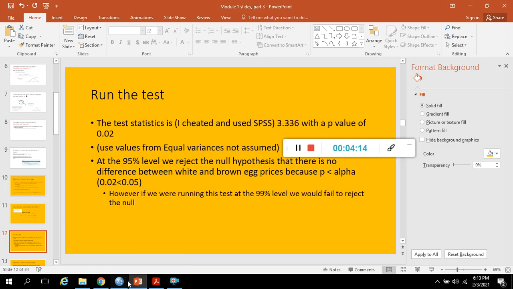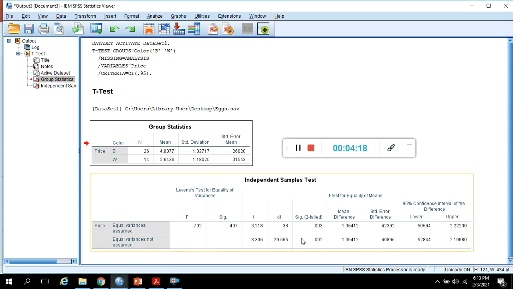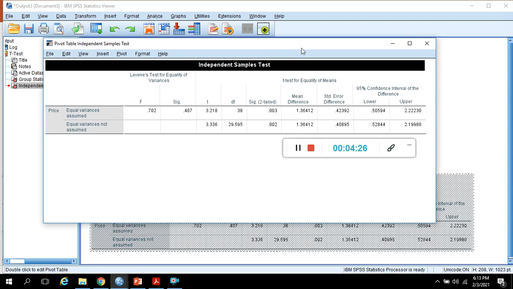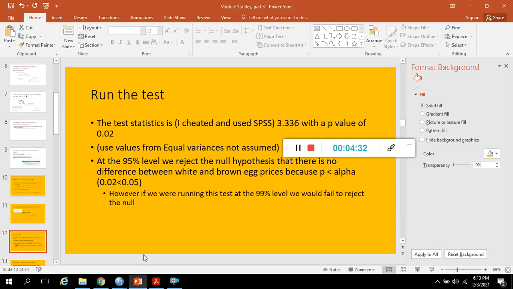The p-value associated with it, in this case, is read right off of SPSS. It's 0.002. That is less than 0.05. So based on that, we clearly have a p-value less than 0.05, and we can conclude that the null hypothesis that there's no difference in price is rejected, right?